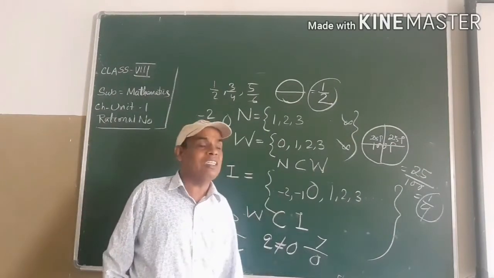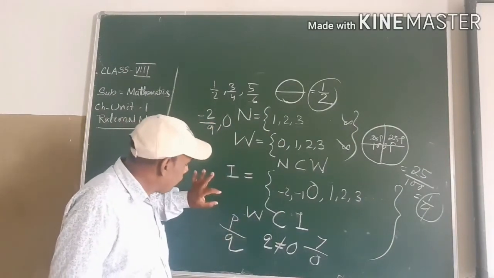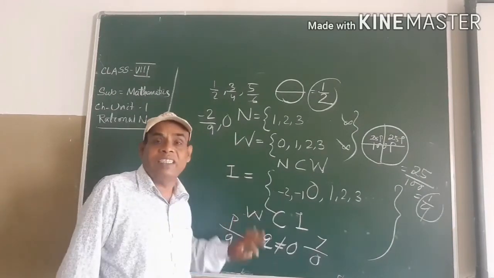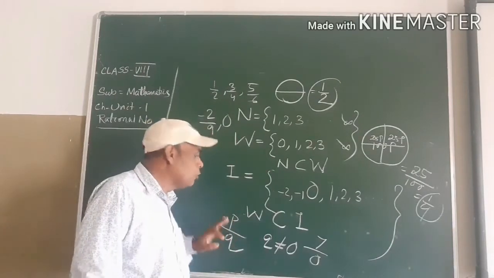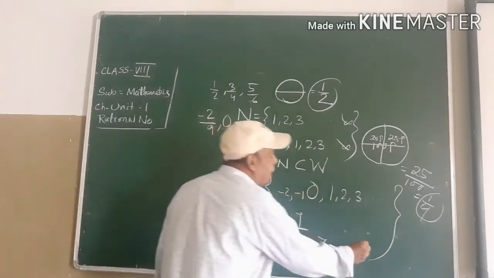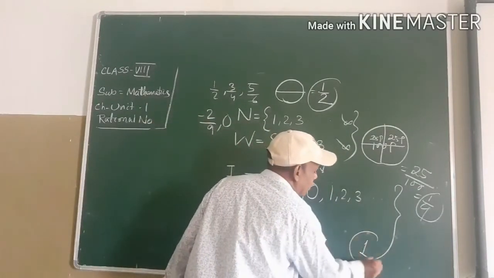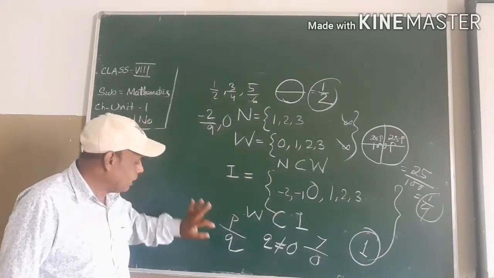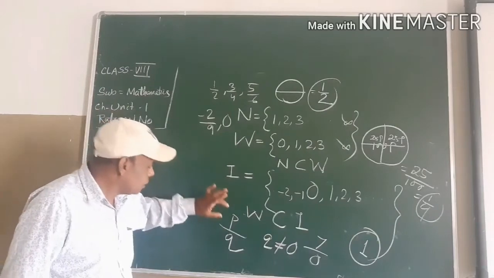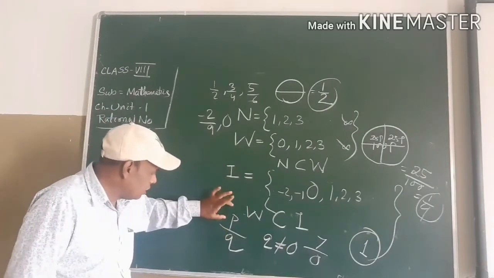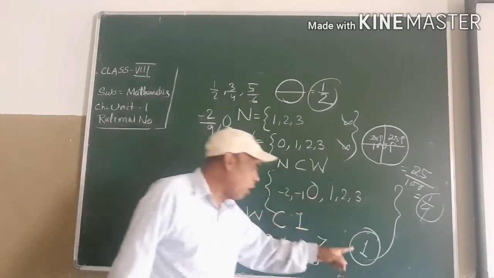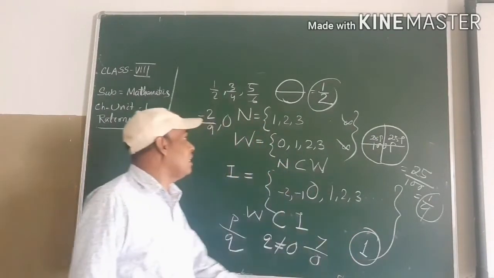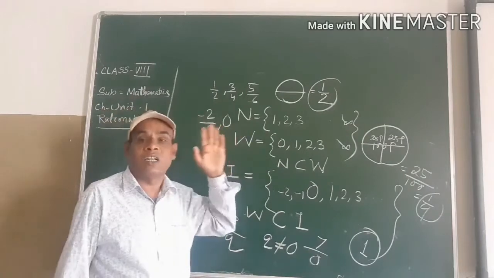And another condition is that you have to remember the HCF of P and Q. HCF means highest common factor of P and Q. That always comes to 1. It means they are co-prime. Always remember, for numerator and denominator, the HCF of both should come to 1. Then you can say that it belongs to the rational numbers.